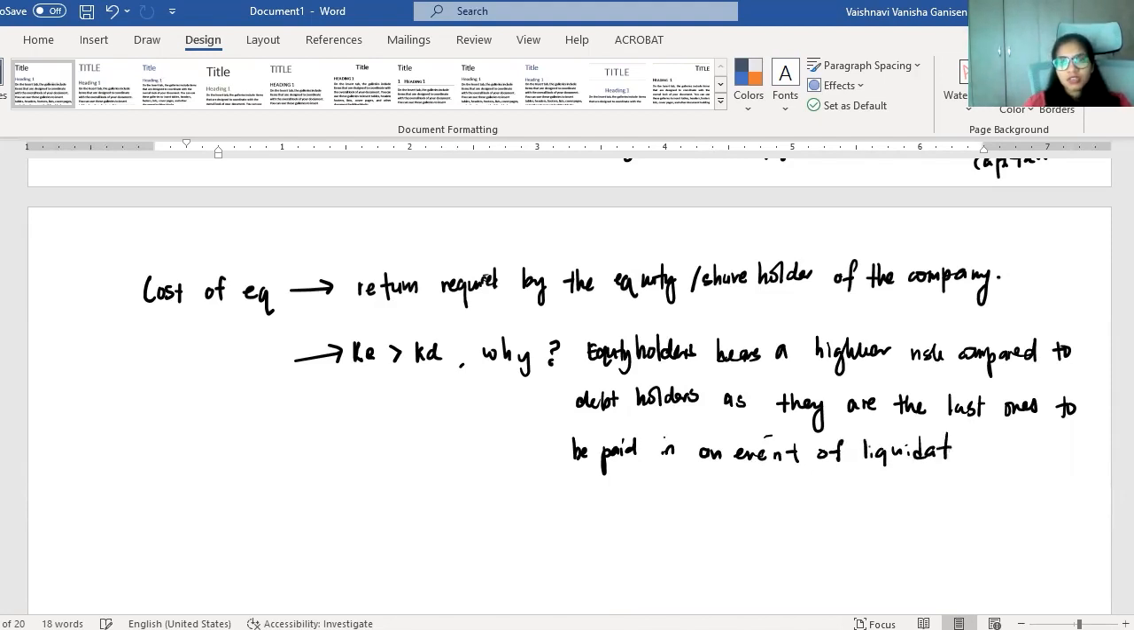of liquidation. So where do you get this information? It's from the creditor hierarchy. So as per the creditor hierarchy, you will see that normally the creditors are paid first, the secured creditors, and then you pay the unsecured creditors, and then you pay your preference shareholders or your hybrid instrument holders, and then finally you pay out the equity holders. All right.